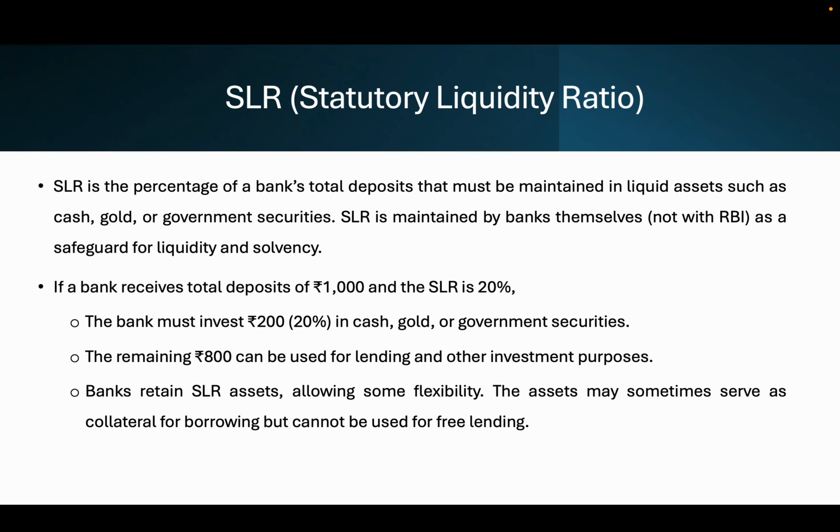Now let's move on to the SLR, which is Statutory Liquidity Ratio. Think of it like a secondary safety rule. Here, banks must keep a portion of deposits in safe assets like cash, gold, or government securities. So the question arises, who keeps this money, the RBI or the bank? It is the bank themselves. Say for example, again, there is a deposit of 1000 and SLR of 20%. So the bank invests rupees 200 in these safe assets and the remaining 800 can be used for lending purposes.